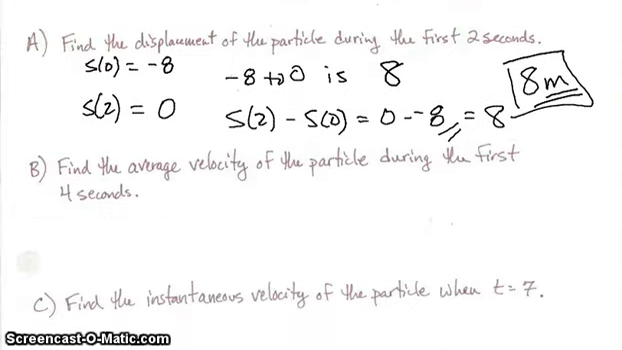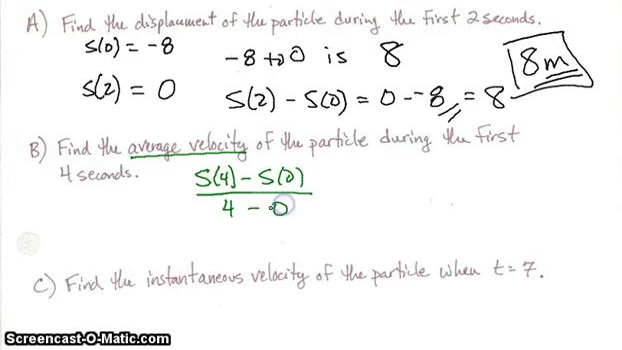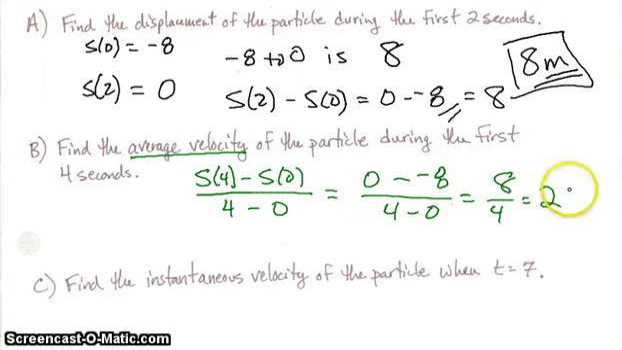Second question. Find the average velocity of the particle during the first 4 seconds. Key, average velocity. So I'm going to find s sub 4 minus s sub 0 over 4 minus 0. S sub 4 is equal to 0 minus negative 8 over 4 minus 0, which is equal to 8 over 4, which is equal to 2. And don't forget, since it's velocity, that's meters per second. 2 meters per second.